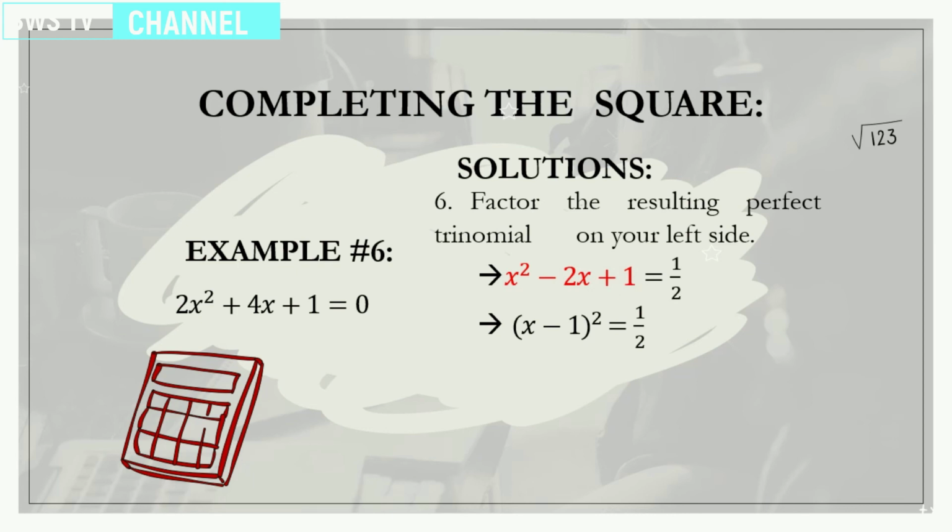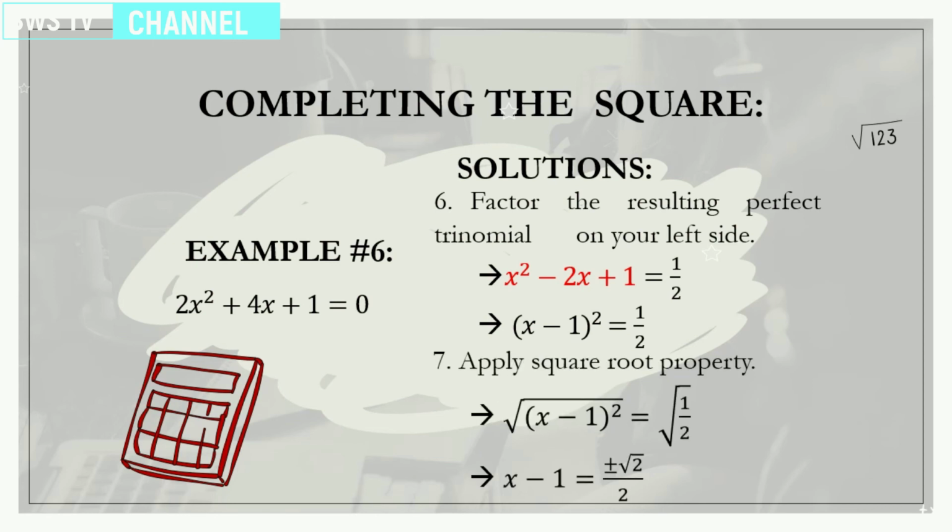Then factor the resulting perfect trinomial on the left side. So again, copy x, copy the sign of the middle, which is minus, then take the square root of the last term, which is 1. So that will be x minus 1 quantity, write the exponent outside the parentheses. Then we apply the square root property.